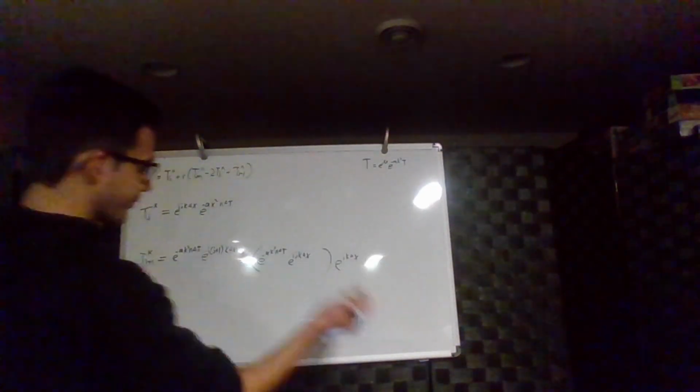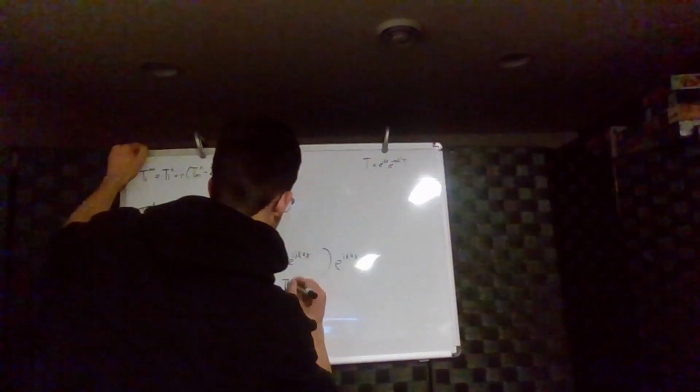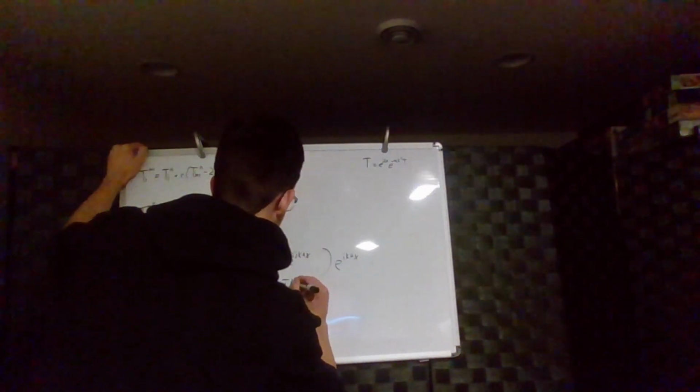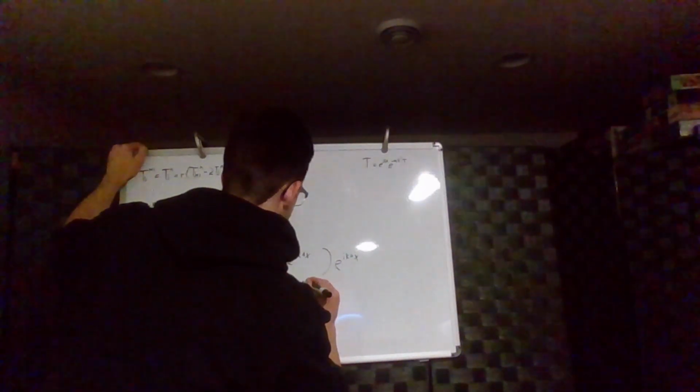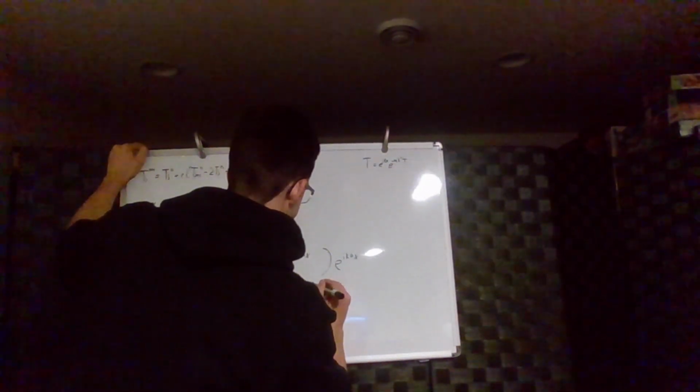So instead of writing this whole thing, let's just call this Tj at k, all right, times e to the ik delta x. And that'll make it a little bit easier when we go to substitute it in.